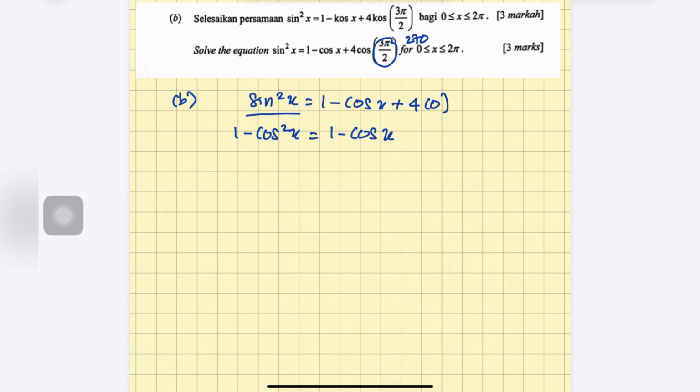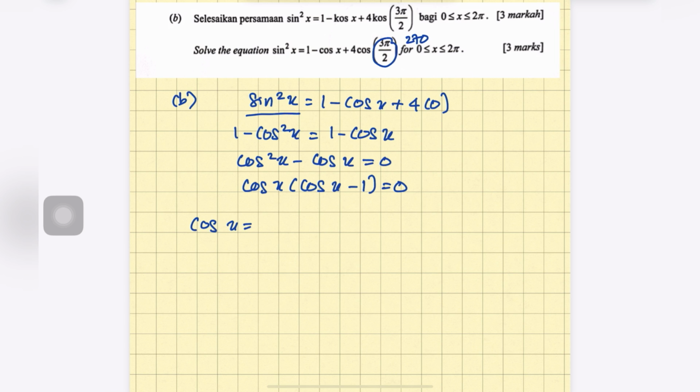So then we simplify, we will get cos squared x minus cos x equals to 0. Then we can factorize, cos x times cos x minus 1. So then here cos x is 0 and cos x equals to 1.